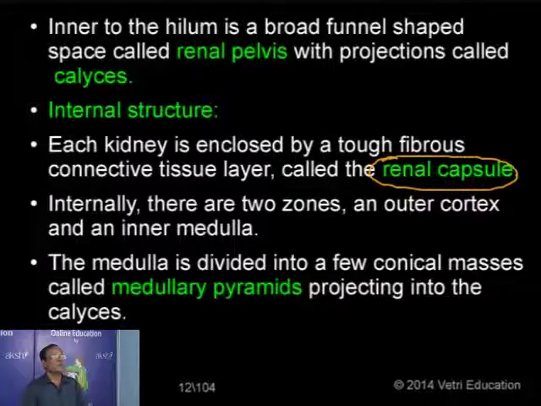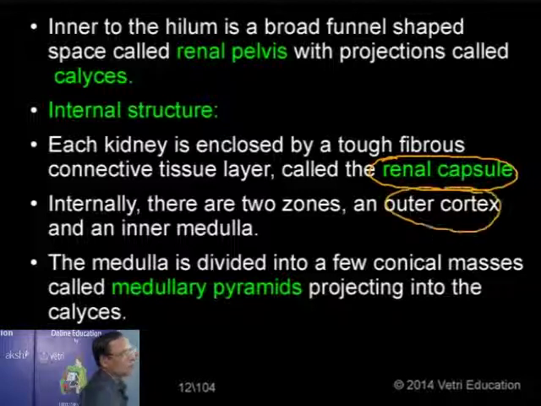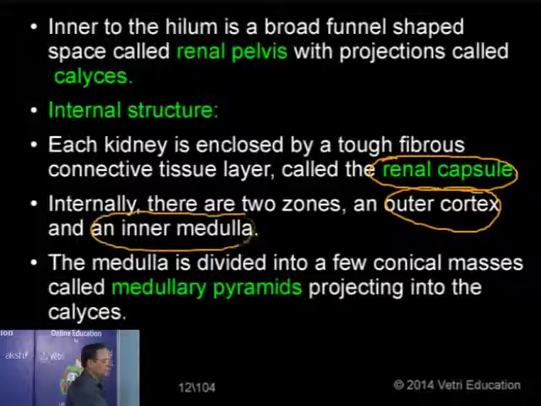And if you make a vertical section, you can see two different zones. One is the outer region, another is the inner region. The outer zone is called the cortex, and the inner one is called the medulla. Wherever you go, we always use outer region cortex, inner region medulla. So also here in the kidney, we have an outer cortex and inner medulla.